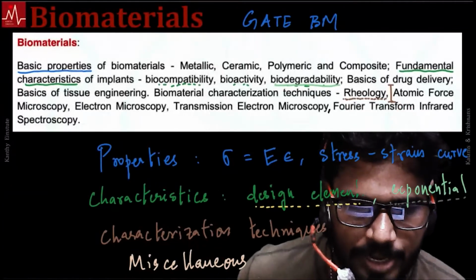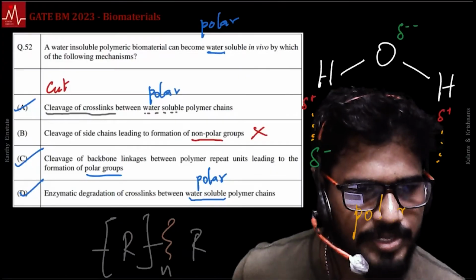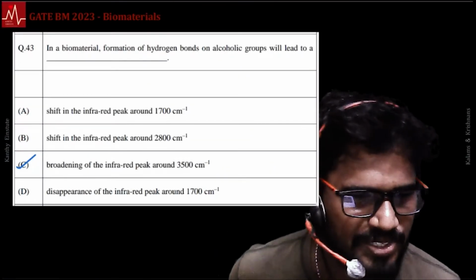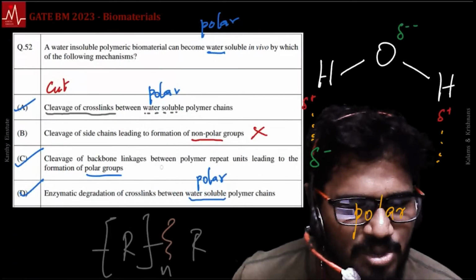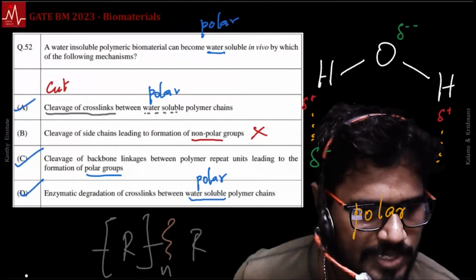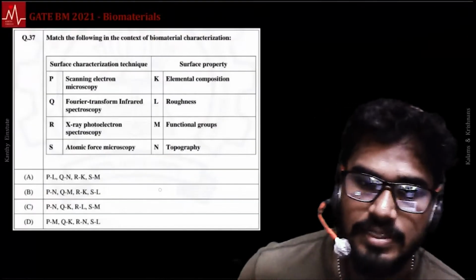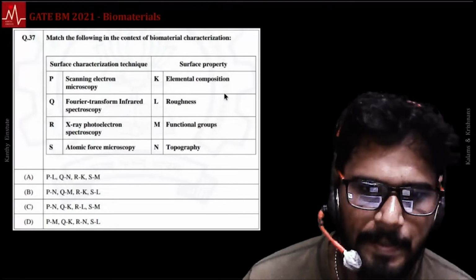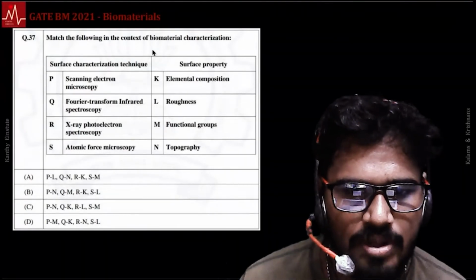That's why they have put it up there. Just, it is sort of a miscellaneous question. And this is a characterization question. This is sort of a property question, somewhat miscellaneous. Kind of gels well with the hydrogel concept, but somewhat miscellaneous stage. This is hardcore characterization. Match the following in the context of biomaterial.